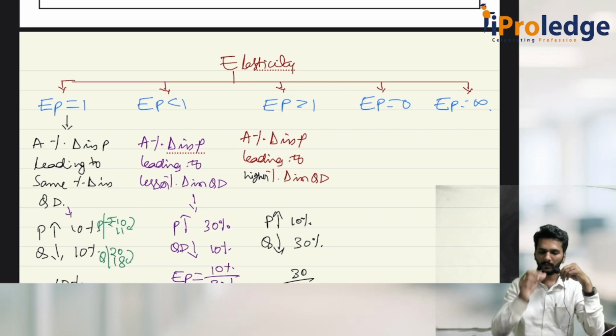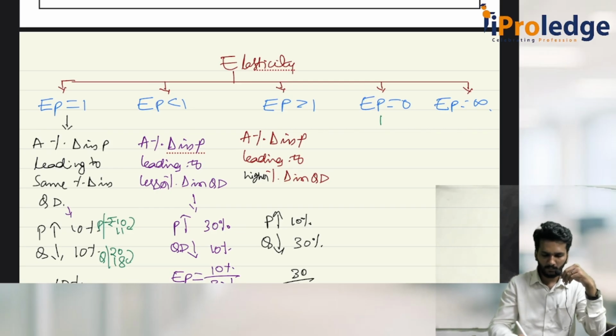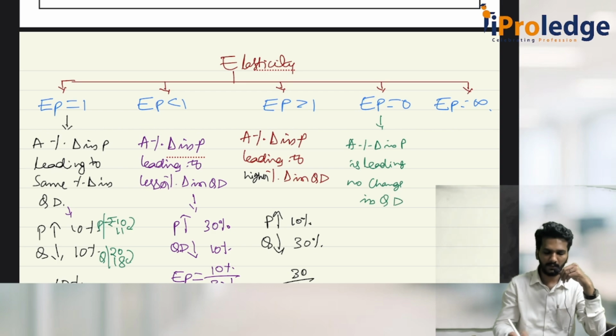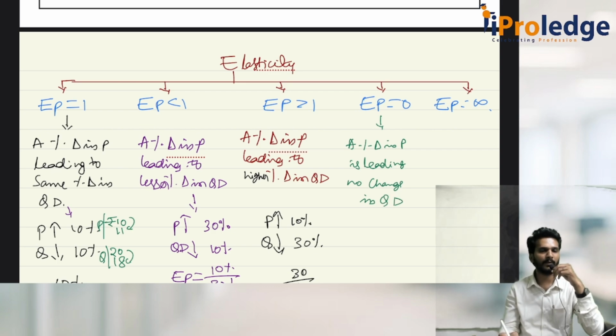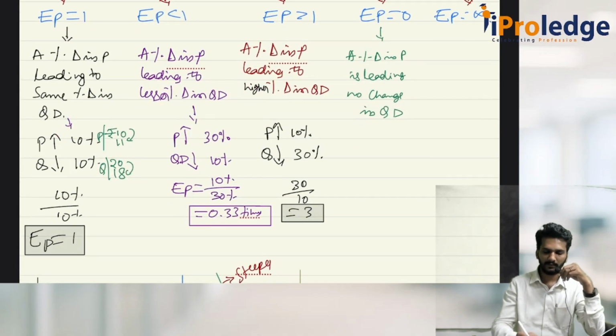Now what do you mean by elasticity of price is 0? Elasticity of price is 0 means a percentage change in price is leading to no change in quantity demanded. If the change in the price is 10, 20, 30, quantity is not responding at all, that is why it is 0. That means price increased by 20%, quantity decreased by 0%.